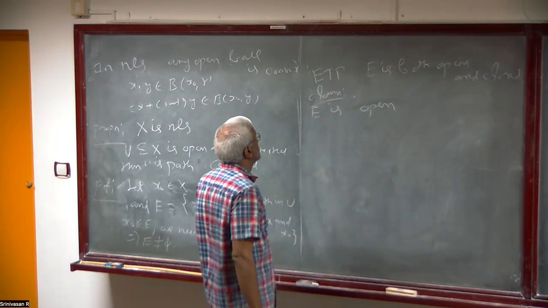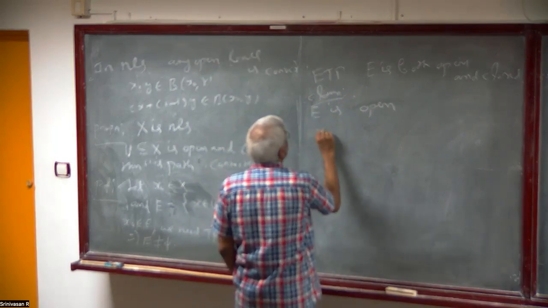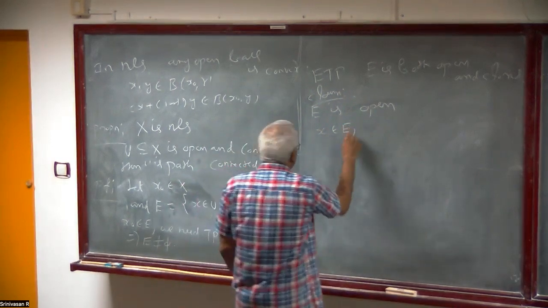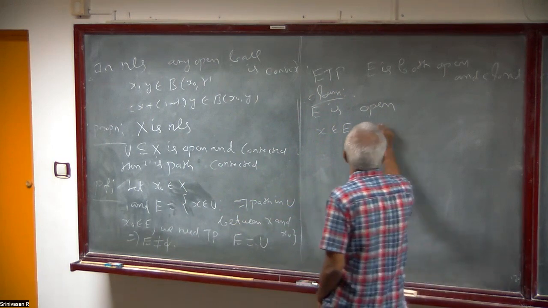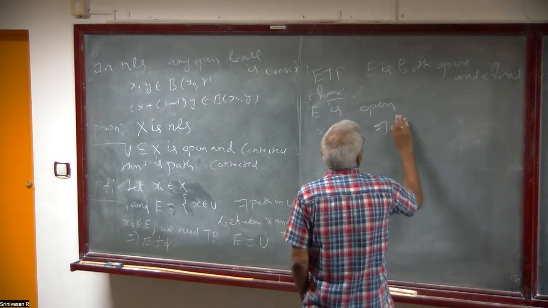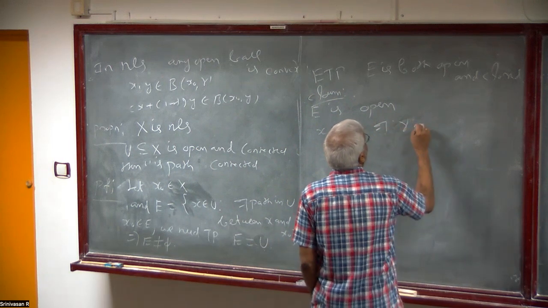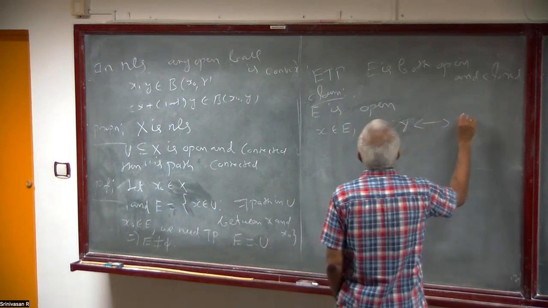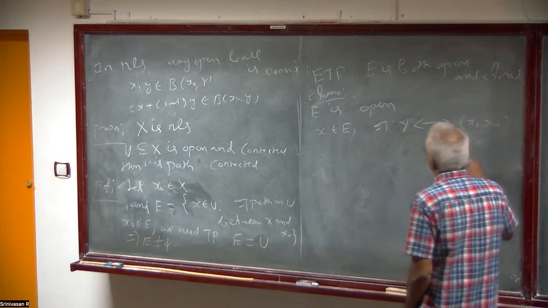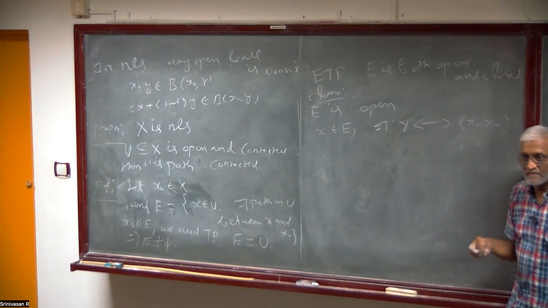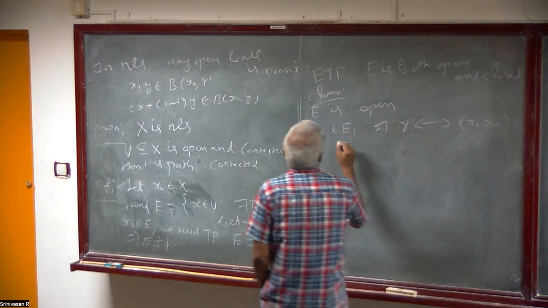E is open. To prove that E is open, let x be in E. Okay, x is in E means by definition there exists a path, there exists a gamma, between x and x naught. By writing this, there exists a path between x and x naught.